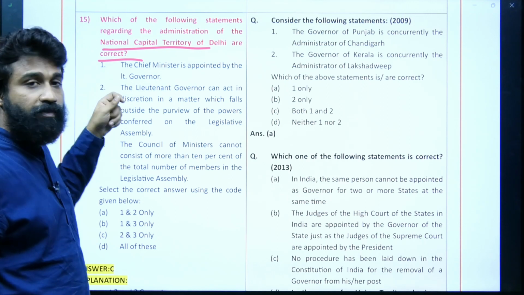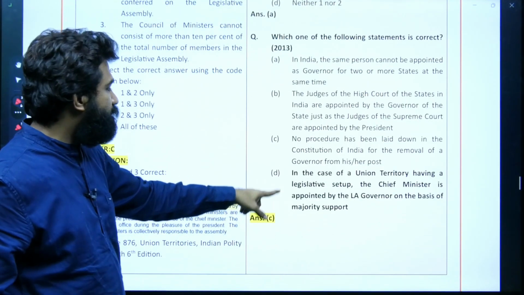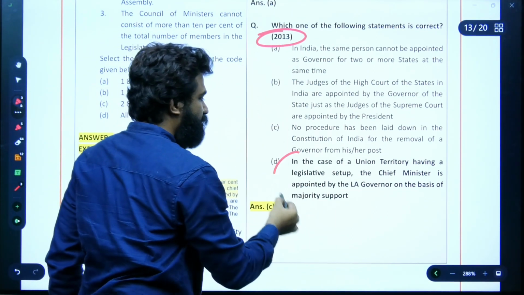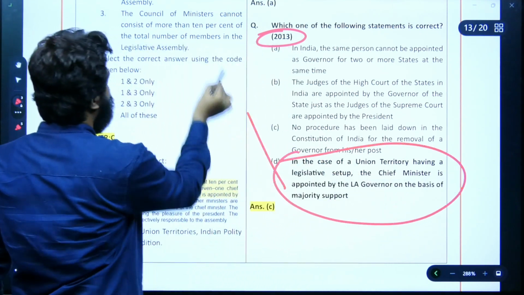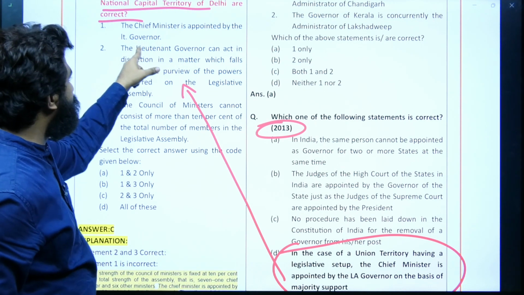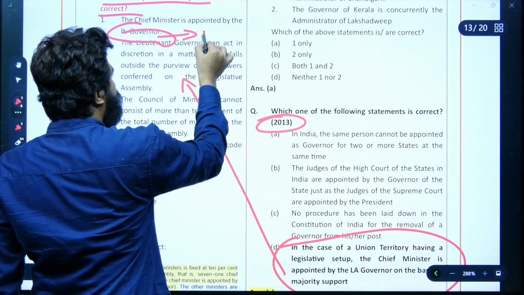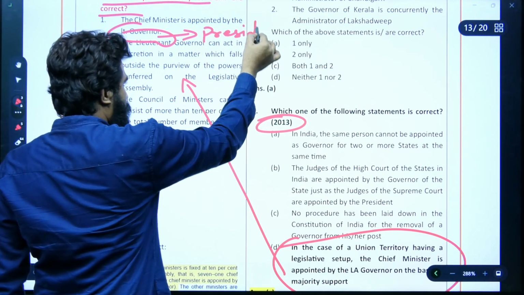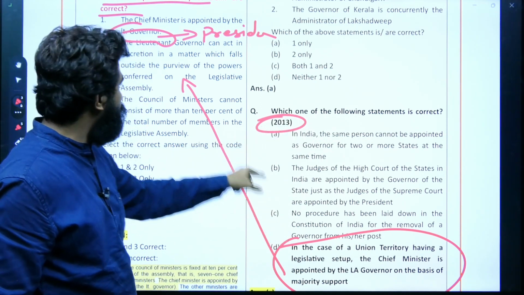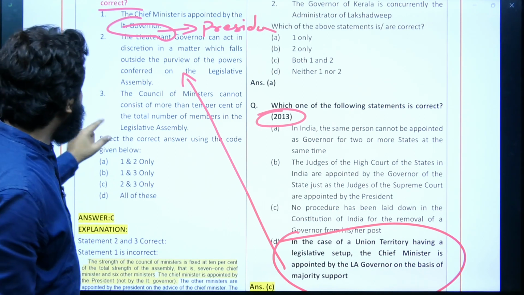See how the Chief Minister is appointed. It is also a statement. Please come down once. A wrong statement was given here in 2013, and I have chosen it as one statement here, as your first statement. What is the first statement? The Chief Minister is appointed by the Lieutenant Governor. This is wrong. The Chief Minister is appointed by the President. This wrong statement, which was asked in 2013, was chosen here. So, 2 and 3 are the only right statements here.